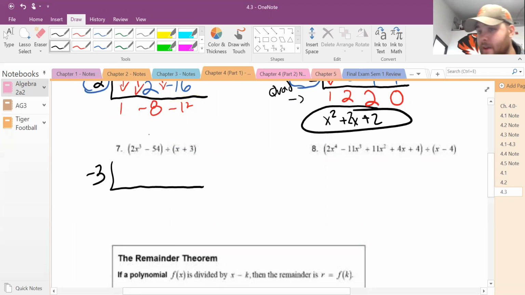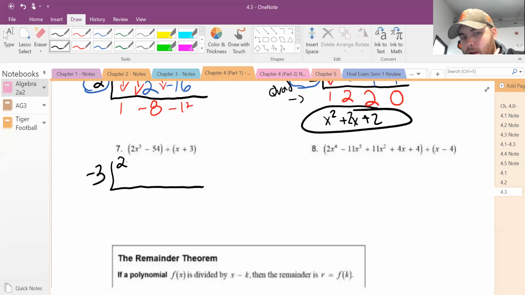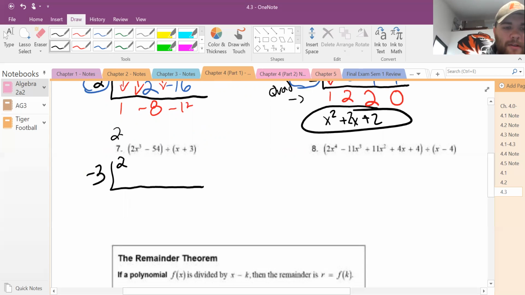Okay, so once again, I'm going to take off the coefficients. So I'm going to have a 2 for my x cubed. Now, here's what we're going to do. We're going to add placeholders in for the x squared and the x. Okay, what placeholders do I want them to be? Like, what number do I want to put in there? Well, let's rewrite this so we can see it a little better. What if I just put 0x squared plus 0x minus 54?